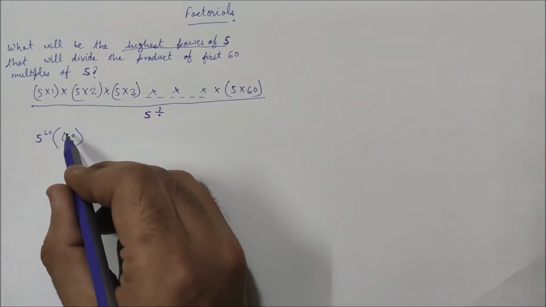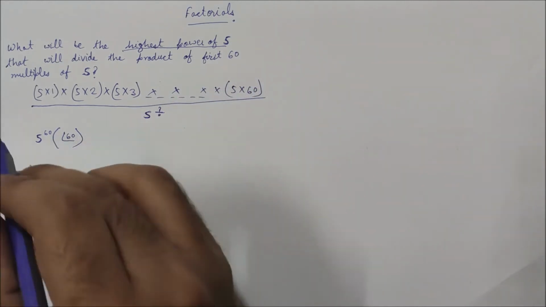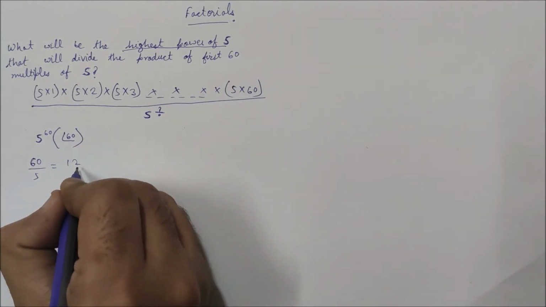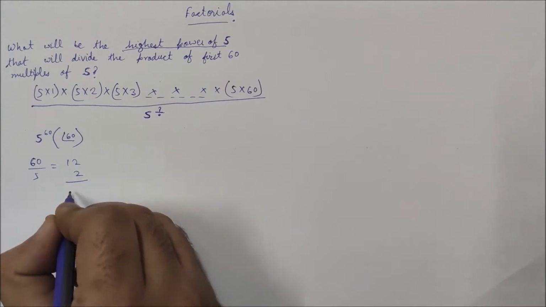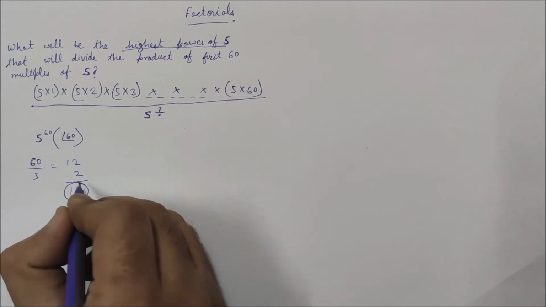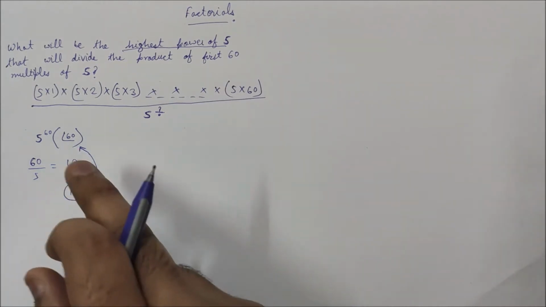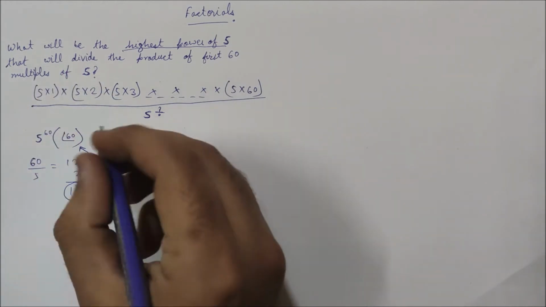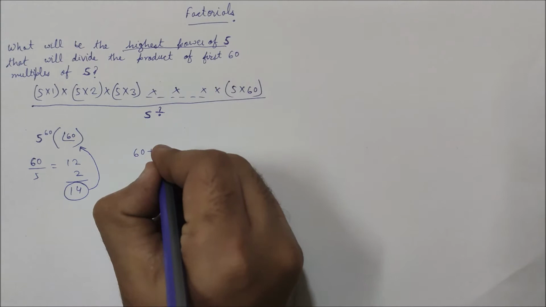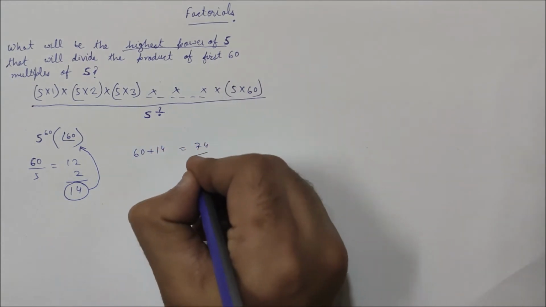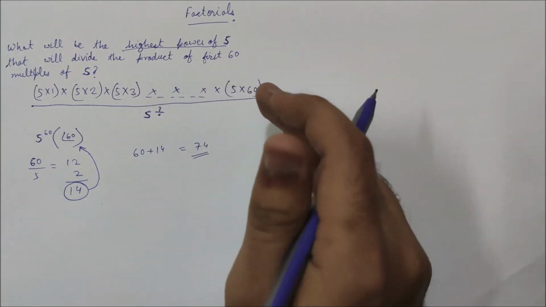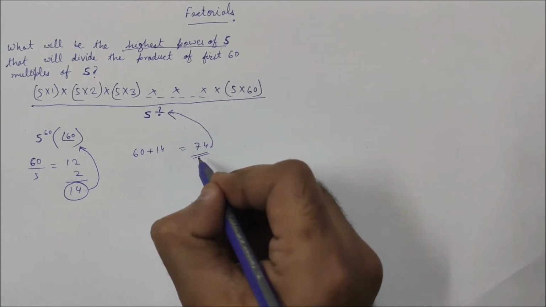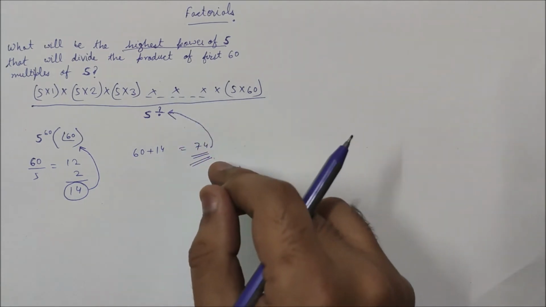So firstly we need to calculate the highest power of 5 in factorial 60. So 60 when divided by 5 will give me 12, then that will give me 2. So there are 14 powers of 5 in factorial 60, and there are 60 5s available outside the bracket. So that means 60 plus 14, there are 74 5s present in this expression. So the highest power of 5 is nothing but 74. So that is my answer.